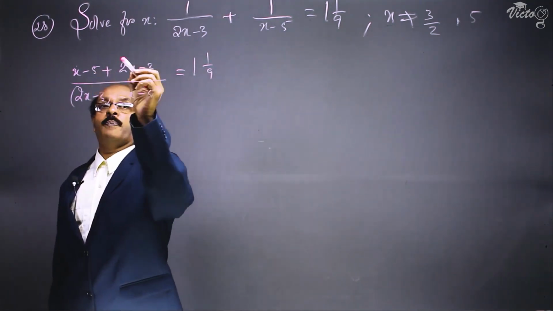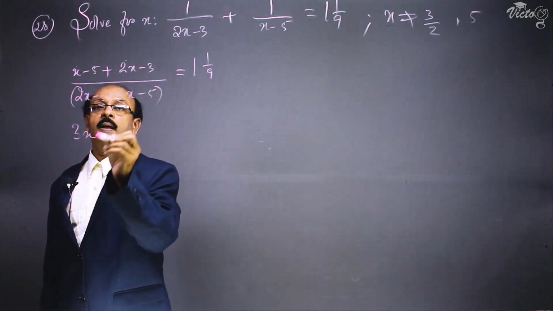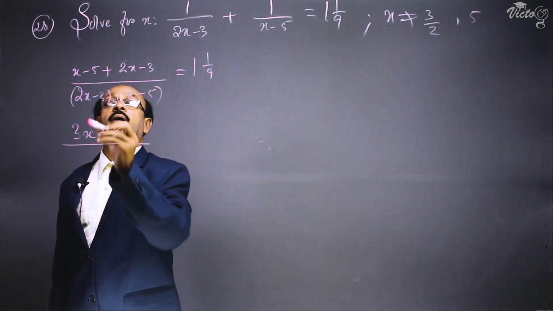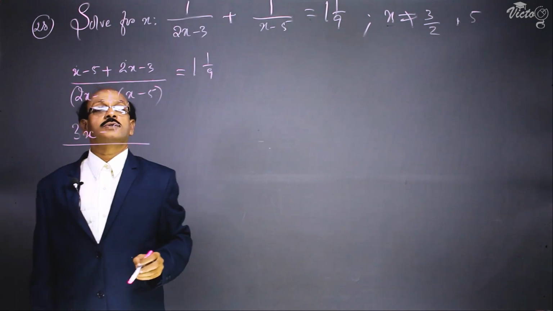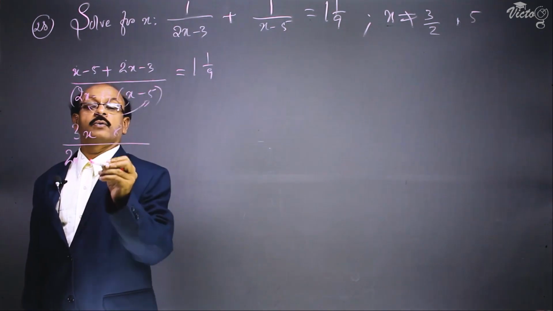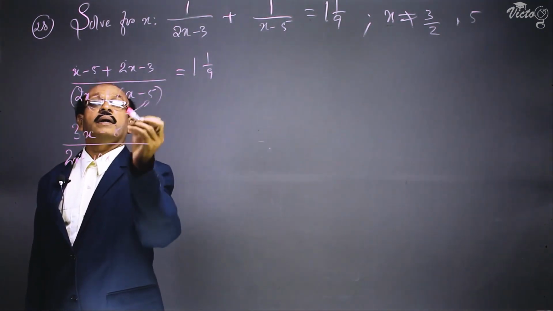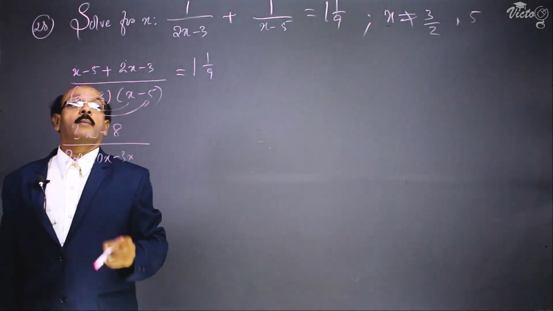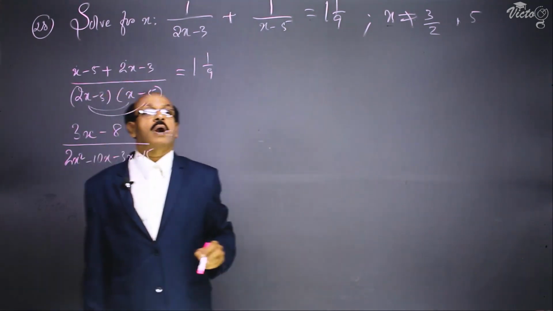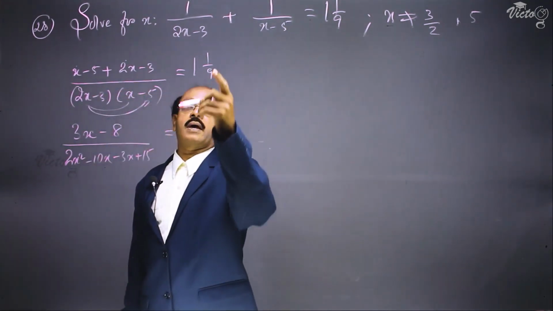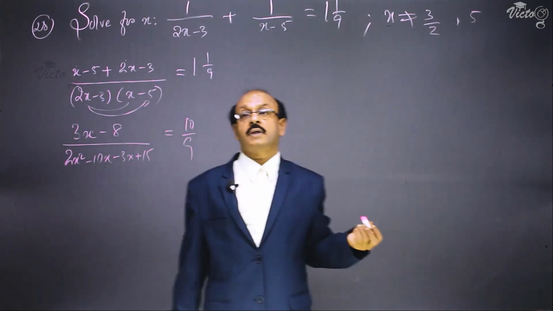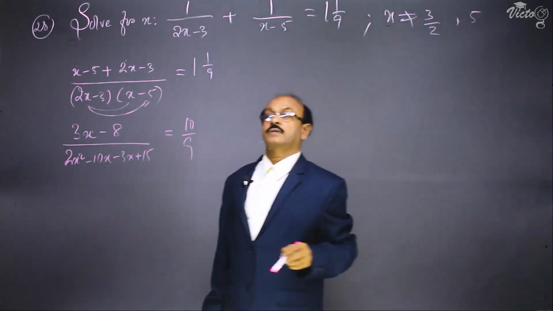Here x plus 2x gives 3x. Minus 5 minus 3, which is equal to minus 8. The whole divided by 2x into x, 2x square. 2x into minus 5, minus 10x. Minus 3 into x, minus 3x. Minus 3 into minus 5, which is equal to plus 15, is equal to 1 and 1 by 9. 1 into 9, 9 plus 1, 10 by 9. 1 and 1 by 9 is a mixed fraction. We are converting the mixed fraction into an improper fraction.